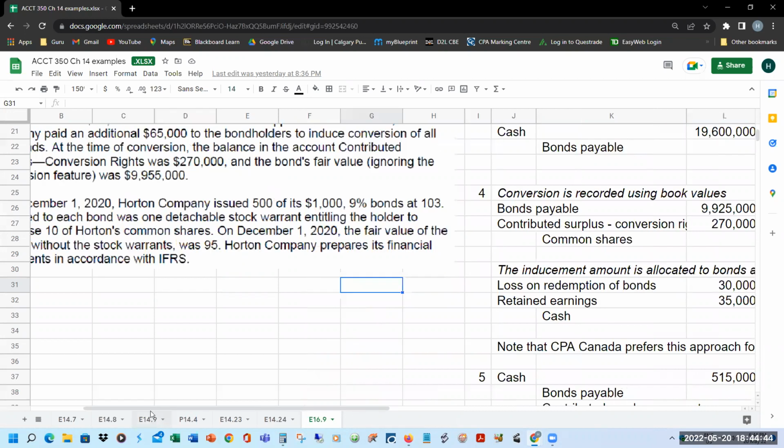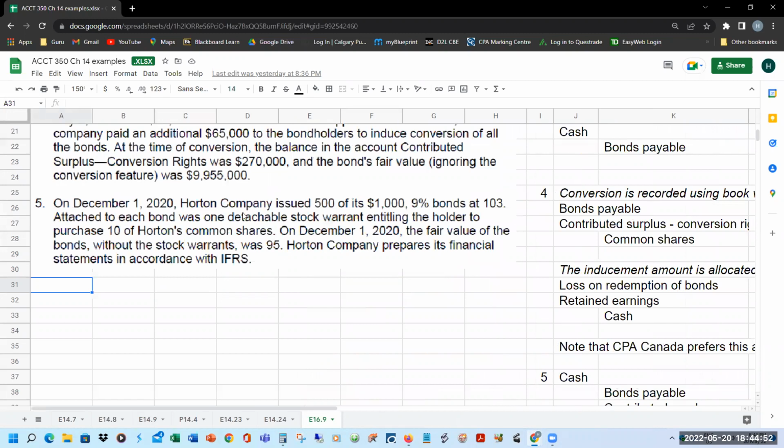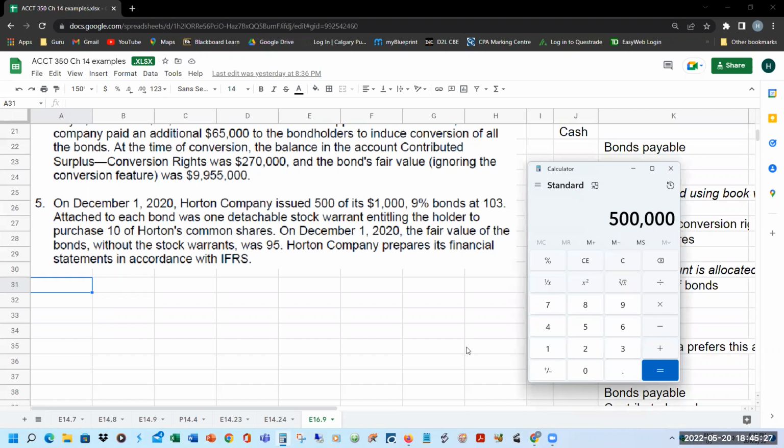And that brings us to the last of the examples here. On December 1st, 2020, Horton Company issued 500 of its $1,000 9% bonds at 103. So 500 bonds, each with a face value of $1,000. You can multiply the two, and the total face value is $500,000. The company issued these bonds at 103, which means 103% of the face value is how much the company received in cash. Multiplying $500,000 by 1.03, the company received $515,000 total in cash. Attached to each bond was one detachable stock warrant entitling the holder to purchase 10 of Horton's common shares.